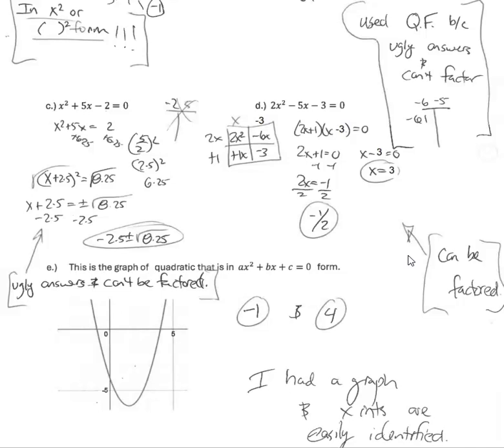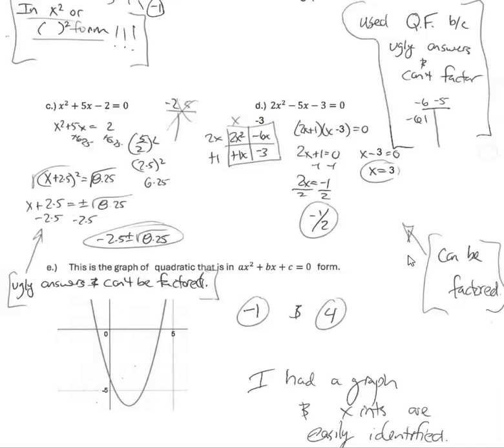Now the next one here, since this can be factored, the ACB chart did work, I decided that I would solve by factoring. I found out the winning pair, I factored, I set each factor equal to 0, and I solved. I got 3 and -1/2.